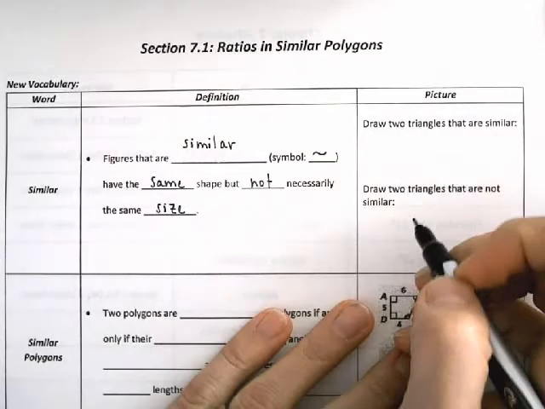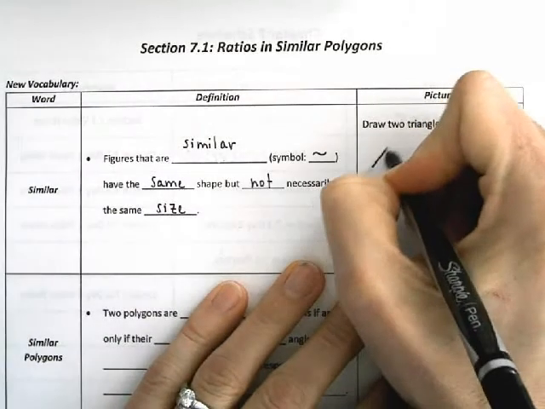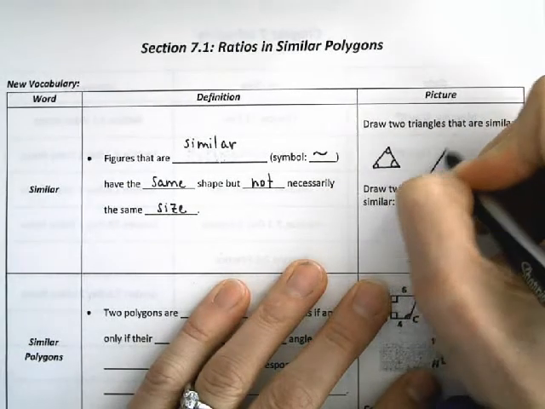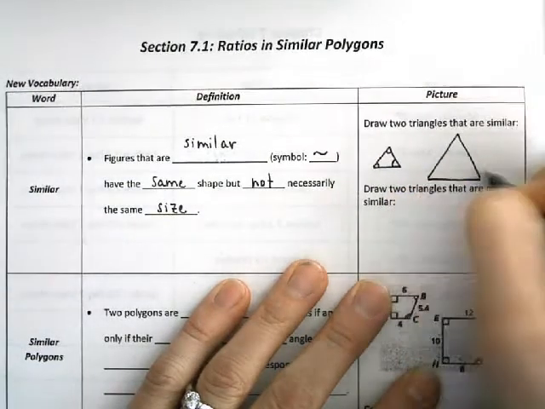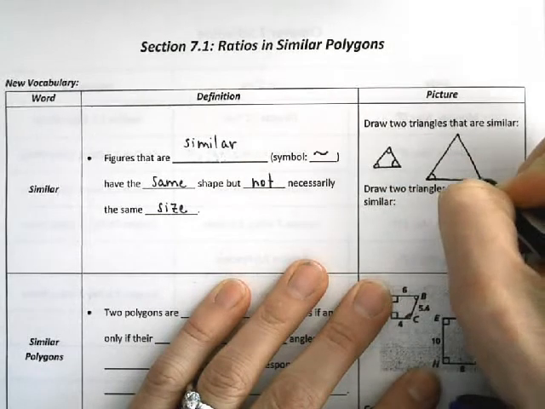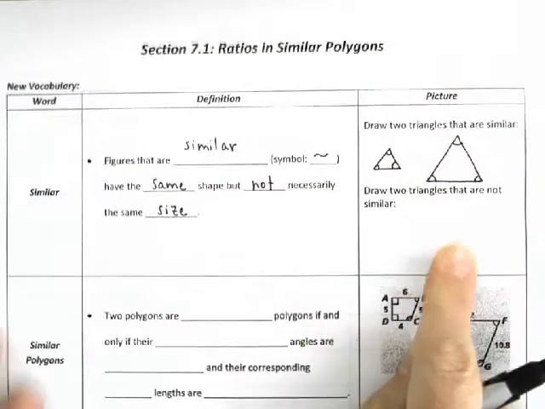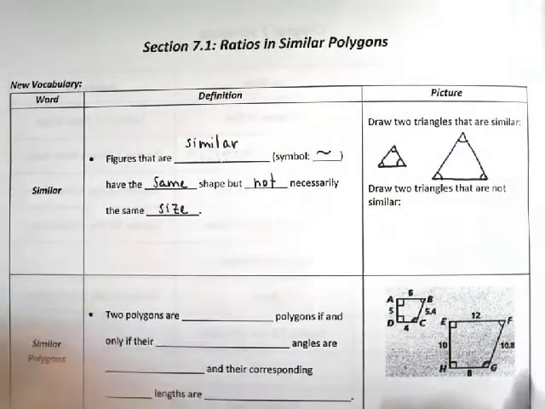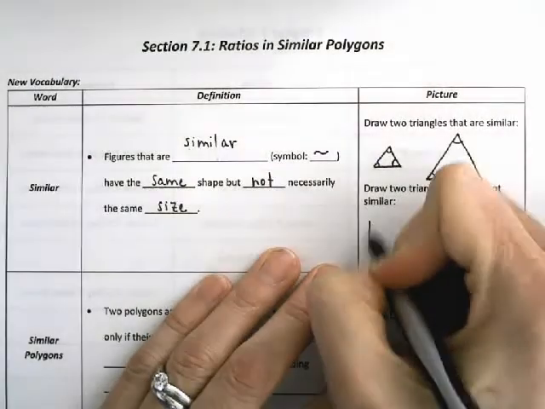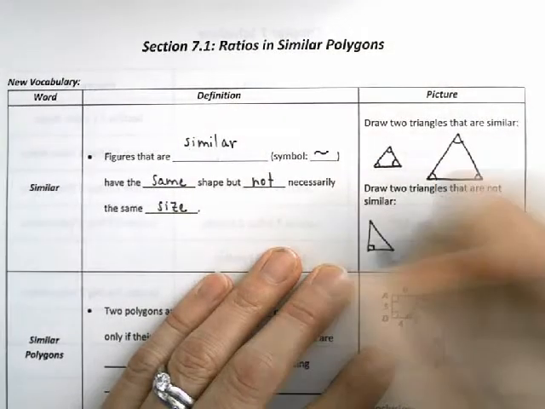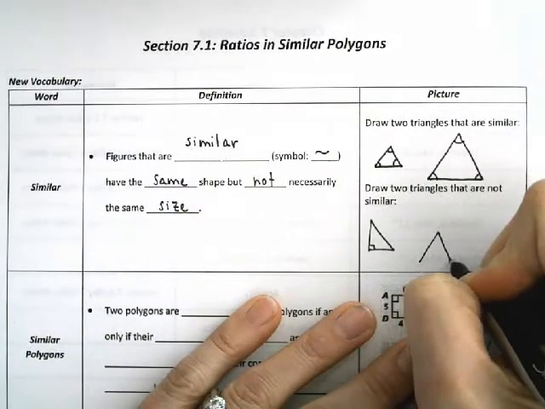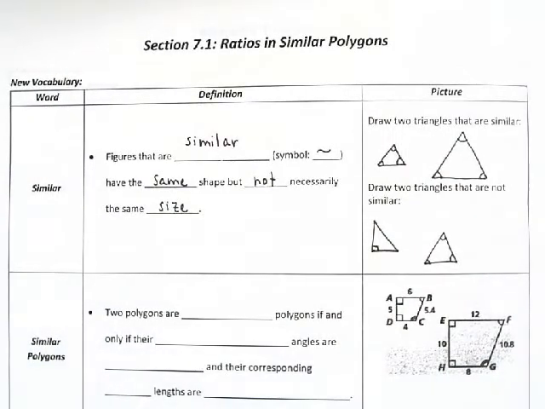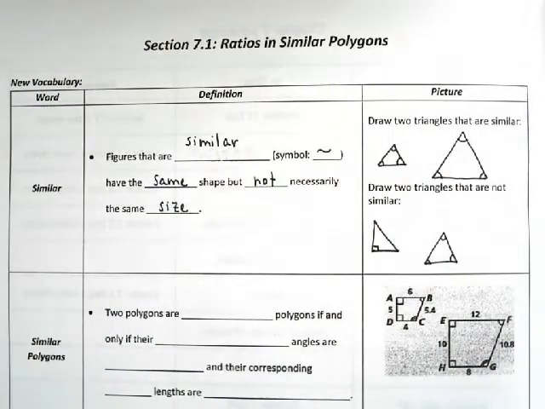So when it says to draw two triangles that are similar, I might take two equiangular triangles, but make one much larger. So they're both the same shape, they're both equiangular triangles, but they're different sizes. Now, two triangles that are not similar might be if I took a right triangle and my equiangular triangle. So they have to be the same shape.